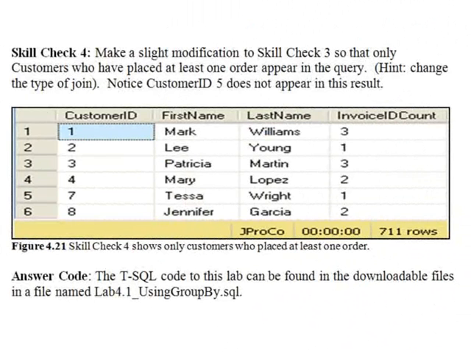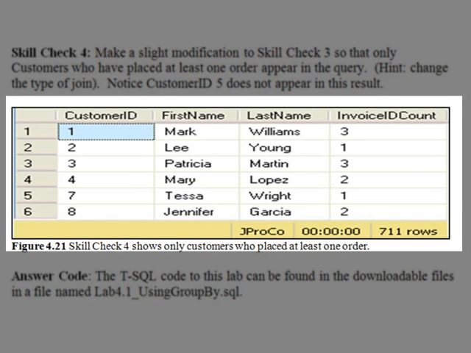Skill check 4. Make a slight modification to skill check 3 so that only customers who have placed at least one order appear in the query. Now here's a hint. You're going to have to change the type of join. Notice customer 5 has never ordered and does not appear in this result. When you're done, your query should resemble the figure you see here.